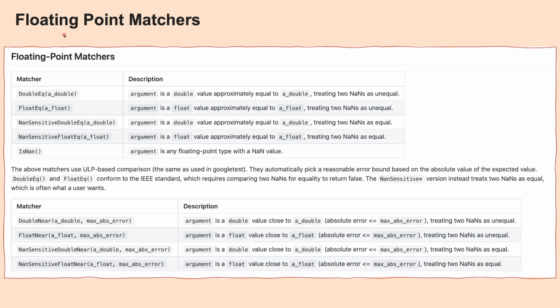This is the summary of all the floating point matchers. We have talked about most of them. We have float equal and double equal for comparing double numbers, NaN-sensitive double equal and float equal for comparing two variables of type float or double, but also treating two NaNs as equal. And also we saw float near and double near to check if the distance of two numbers is less than this value. And equivalently, you have NaN-sensitive versions of these two.